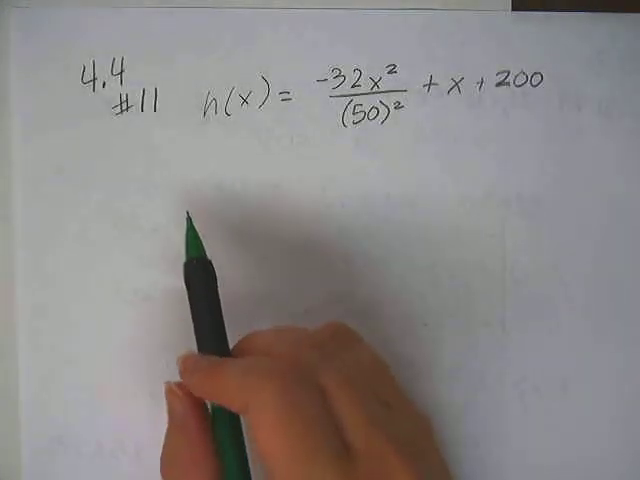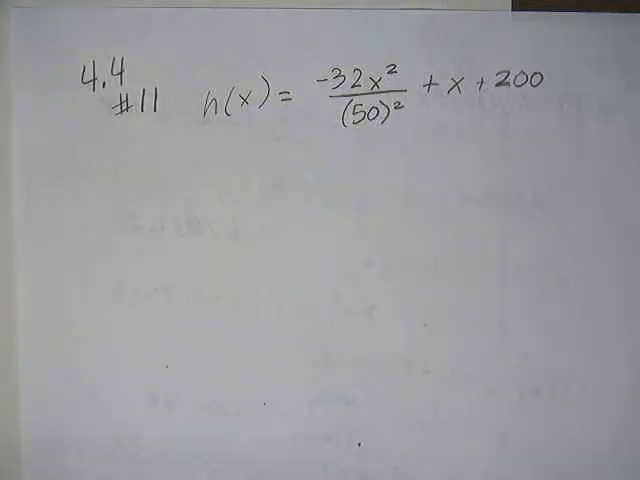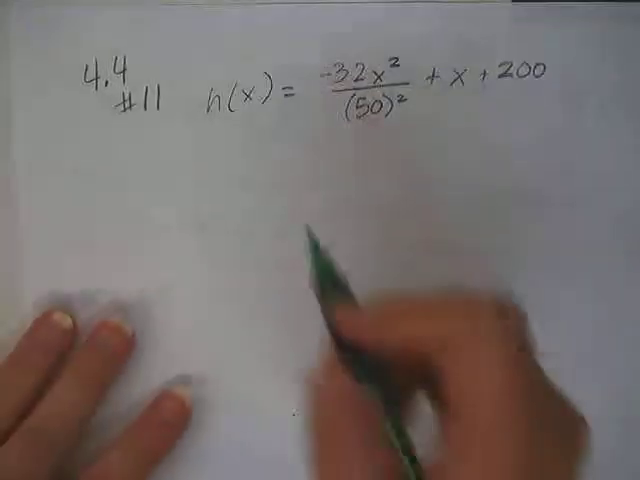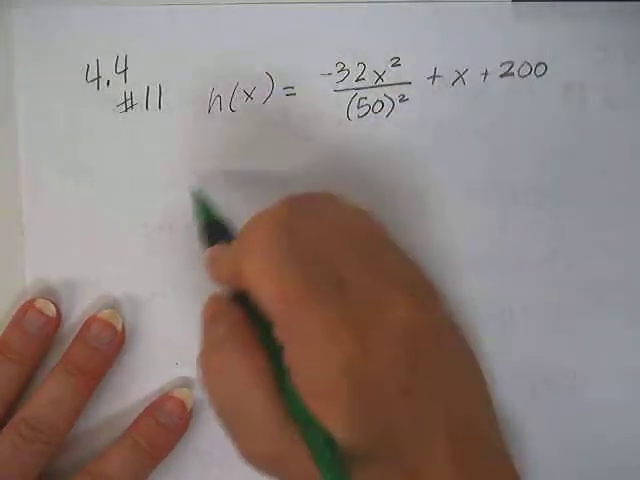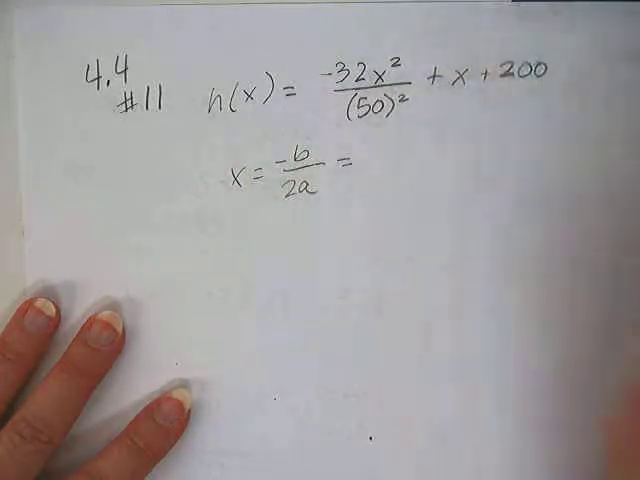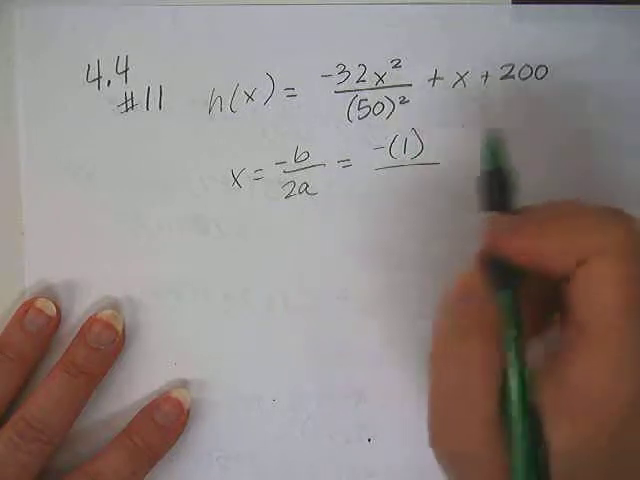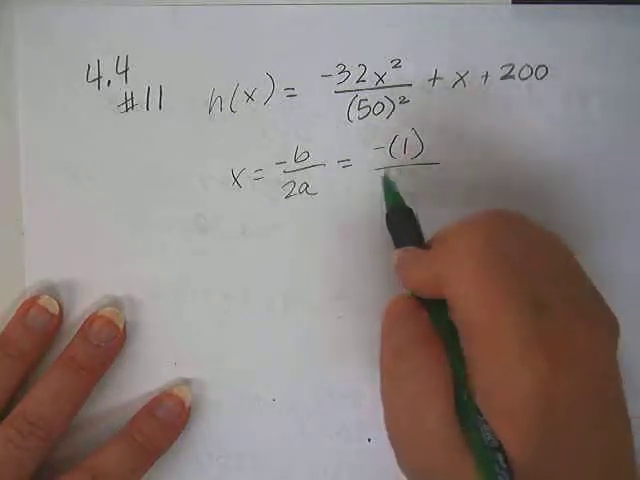At what horizontal distance from the face of the cliff is the height of the projectile a maximum? So it's basically saying find the x value for the maximum. So all we have to do is x equals negative b over 2a. Negative b is a positive 1, so negative 1 on the top.